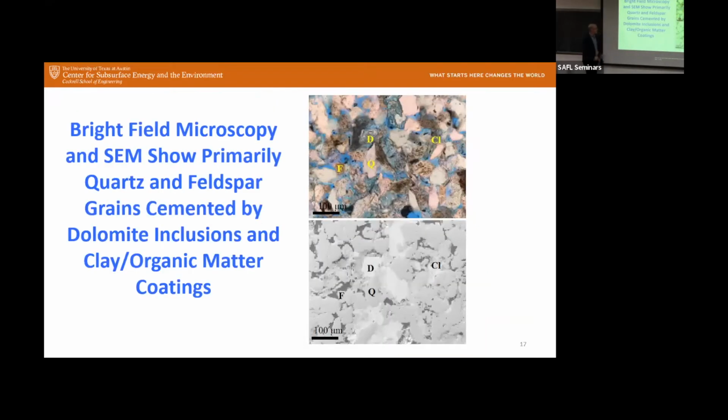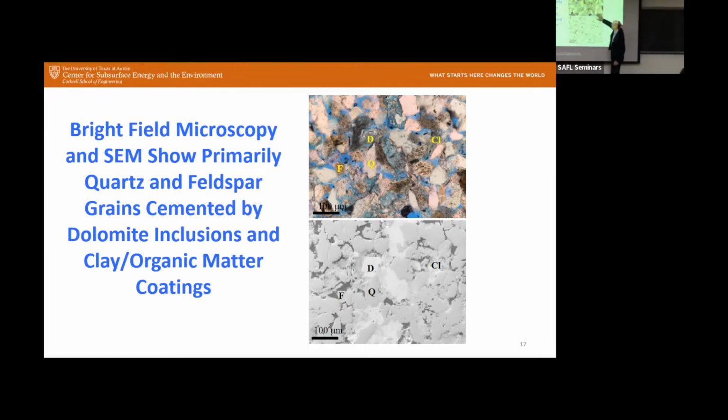We also looked at thin sections of the Bandera gray to confirm this mineralogy and to show that the carbonate minerals, the dolomites, are cementing it together. This is a bright field image, and this is scanning electron microscopy, or SEM. From the bright field, quartz are these clear, large angular grains, and feldspar are these mottled grains. They're both silicate minerals. The dolomites are kind of translucent here. They show up in the pore space, but they're hard to see.